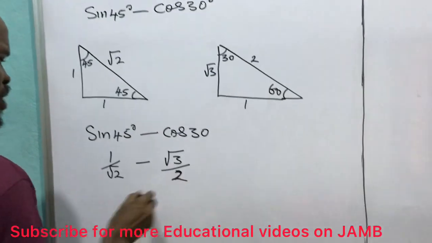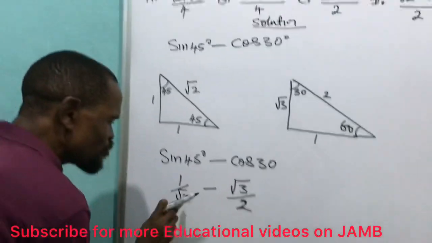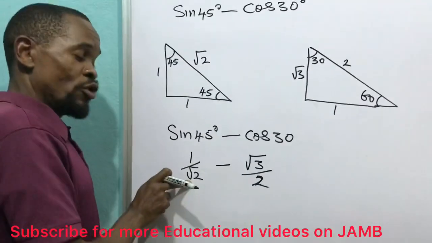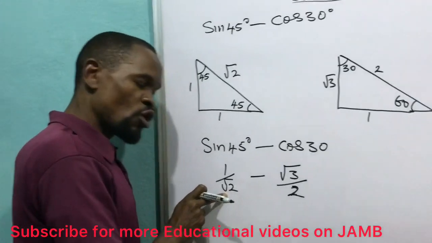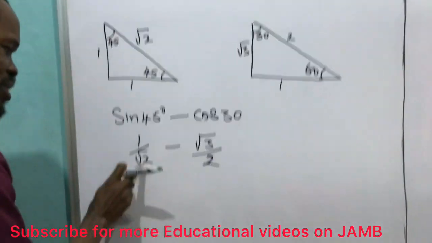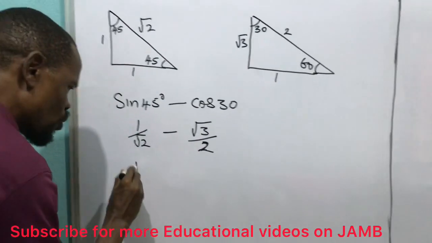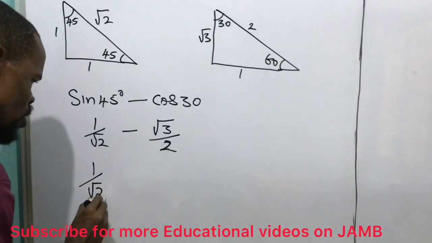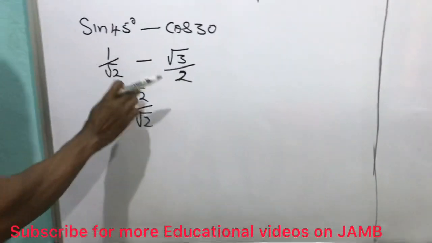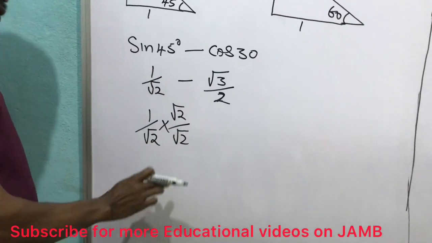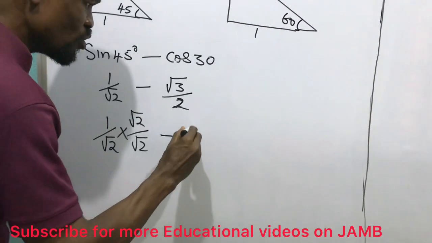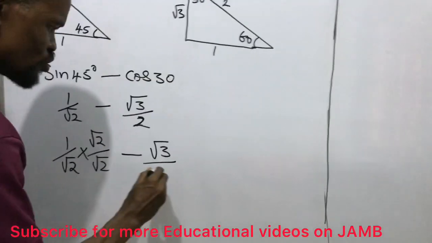Then now we move. Then what will I do here? I have to rationalize this because it's a mathematical taboo to have your answer having a root under its denominator. So I have to rationalize this. To rationalize this, I have 1 over root 2 times root 2 over root 2. You see that root 2 over root 2 will cancel itself. Please give me 1. 1 times this gives me this. Minus root 3 all over 2.